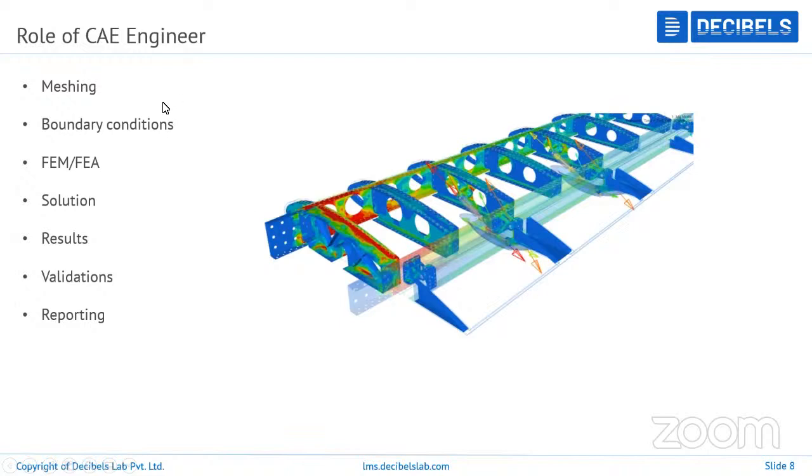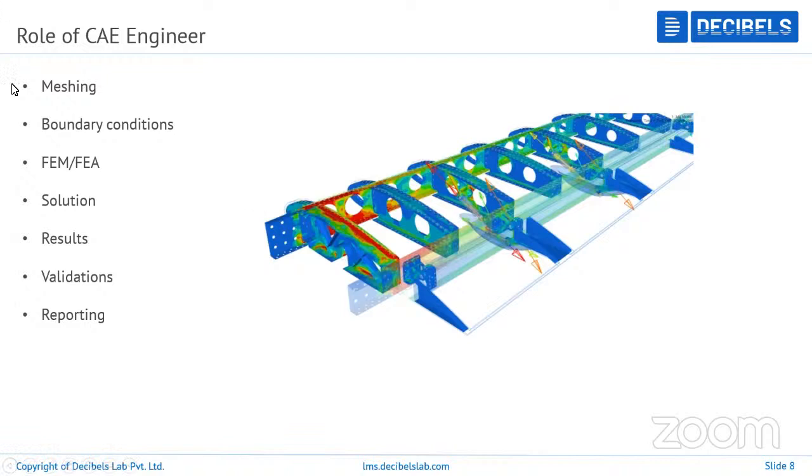Next comes the boundary condition. After doing the meshing, we need to give some boundary conditions. It's like where you are going to fix the component, or where you are going to mount it. Those things come under boundary conditions. Next is the finite element analysis: what type of simulation we are going to do, any crash analysis, any durability analysis, or something like that.